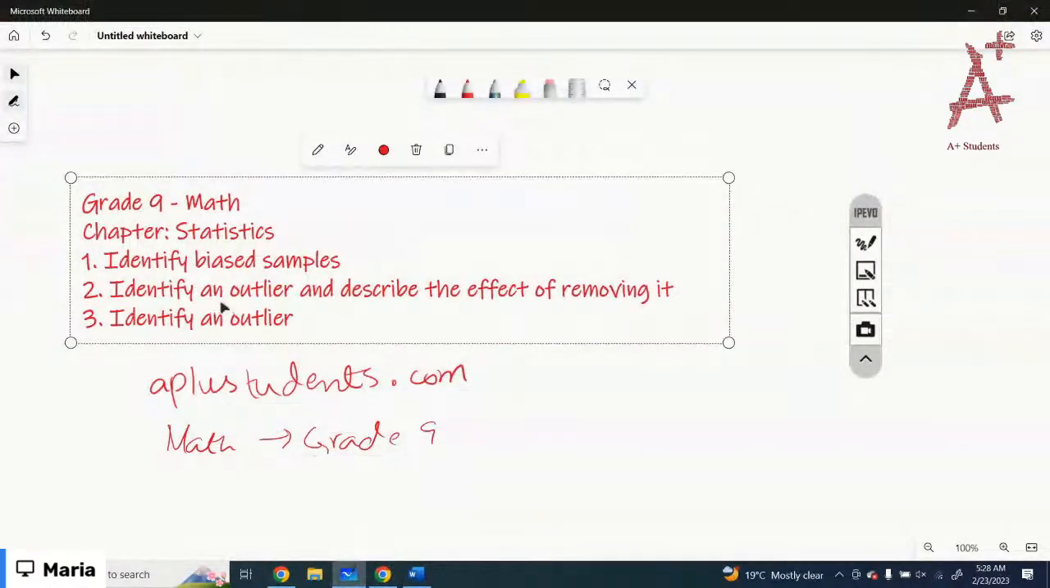So we're working on grade 9 maths. The chapter we're working on is statistics. And the lessons we have covered today are identify biased samples, identify an outlier and describe the effect of removing it. And the lesson we just completed is identify an outlier.